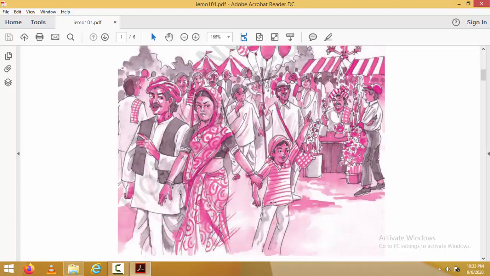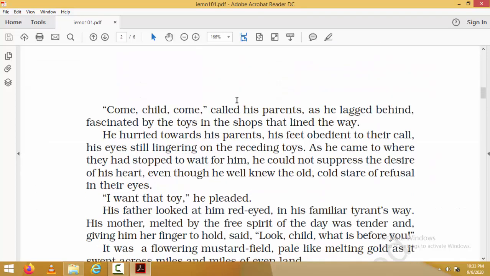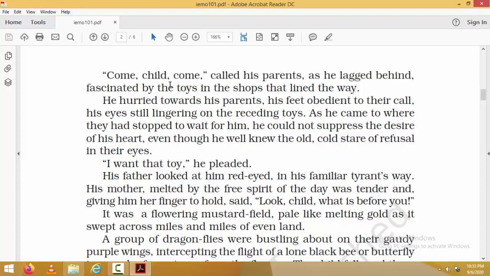See, this is the boy and father and mother. He goes to the fair. There are some shops, okay, sweet stalls, and also toys. "Come child, come," called his parents.